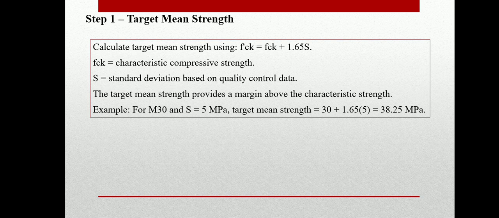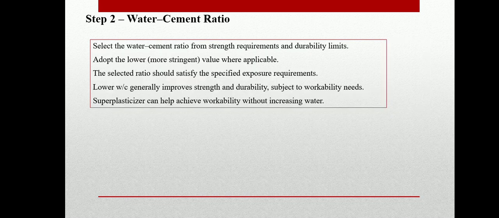We'll have a quick example. If you are designing an M30 grade concrete and our standard deviation S is 5 megapascals, then the target mean strength equals 30 plus 1.65 times 5, which works out to be 38.25 megapascals. So even though we only need 30 megapascal characteristic strength, we actually design the mix to target 38.25 megapascal on average. So next is to calculate water cement ratio.